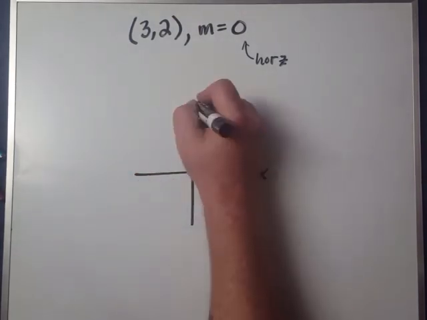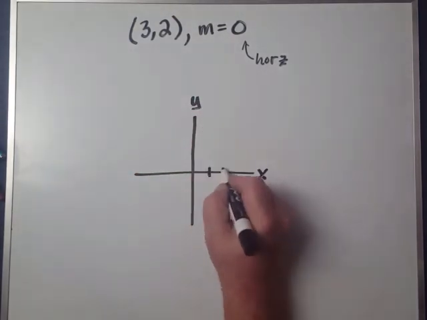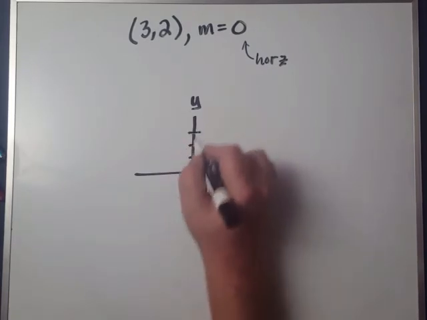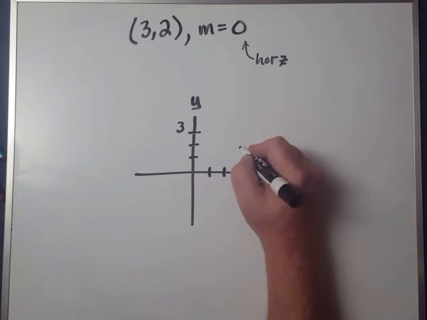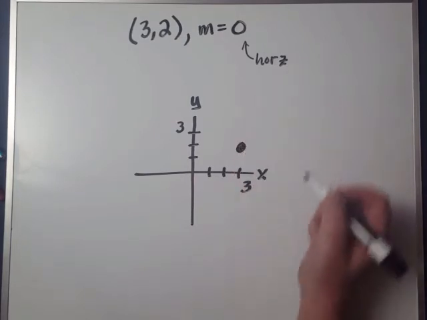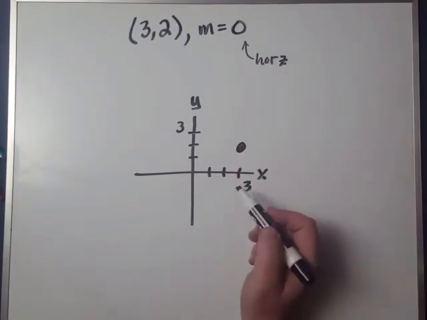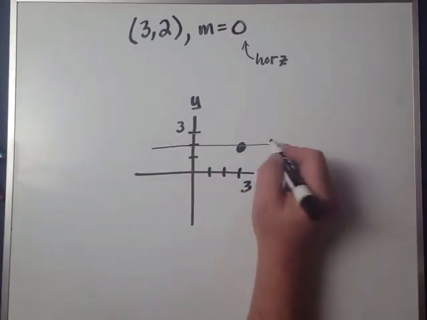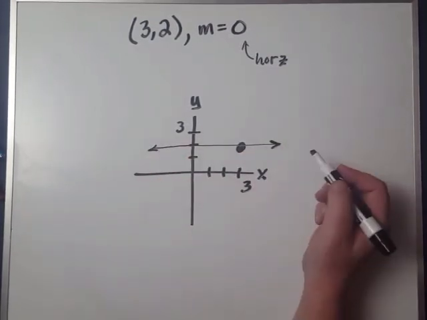This is the horizontal line that will pass through the point 3, 2 in the coordinate plane. The point 3, 2 right there. And so, done. The horizontal line that passes through that point, right there he is.